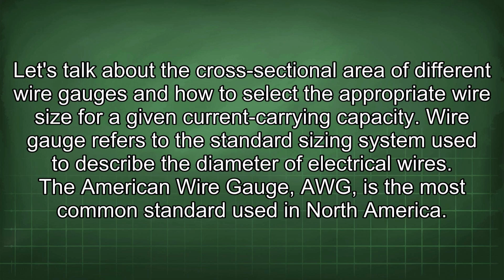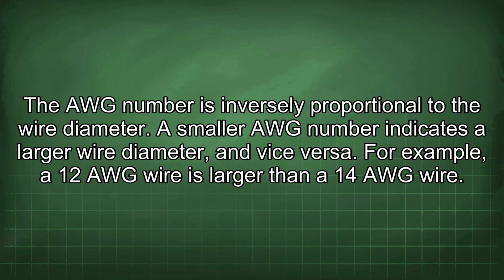Let's talk about the cross-sectional area of different wire gauges and how to select the appropriate wire size for a given current carrying capacity. Wire gauge refers to the standard sizing system used to describe the diameter of electrical wires. The American wire gauge, AWG, is the most common standard used in North America. The AWG number is inversely proportional to the wire diameter. A smaller AWG number indicates a larger wire diameter, and vice versa. For example, a 12 AWG wire is larger than a 14 AWG wire.